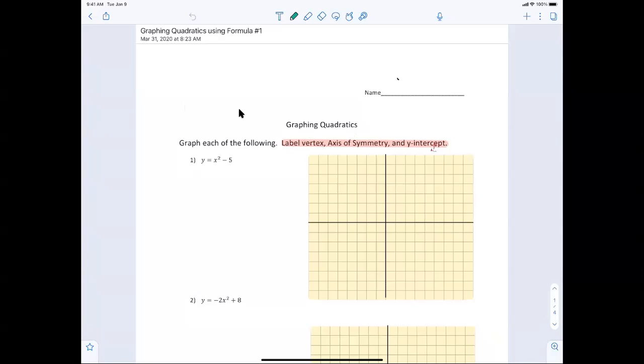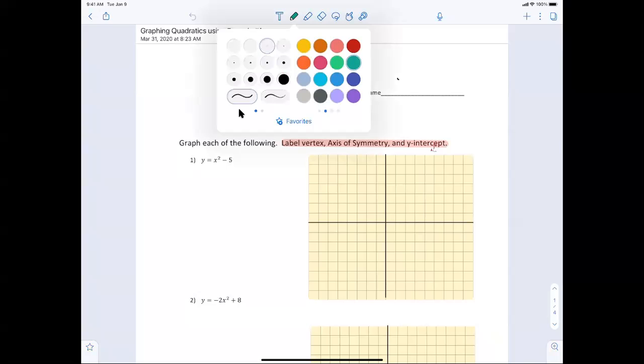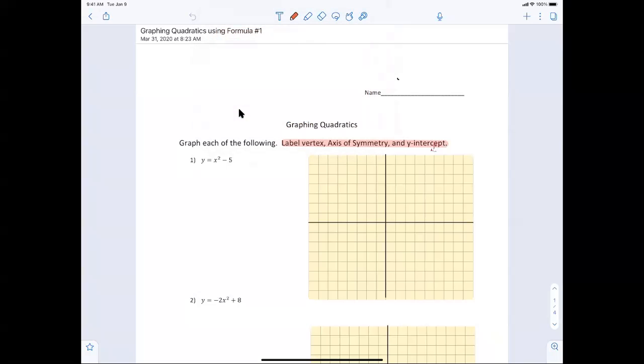So the first thing I want everybody to do is write at the top of the page: y equals ax squared plus bx plus c. Now, remember, a is the number in front of the x squared, b is the number in front of the x, and c is the constant.